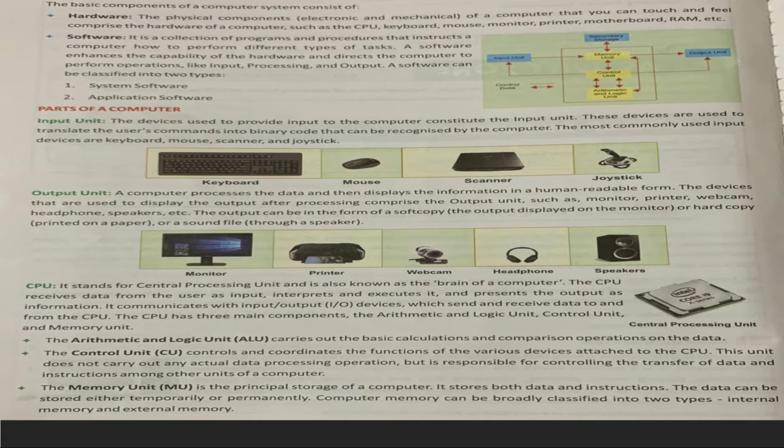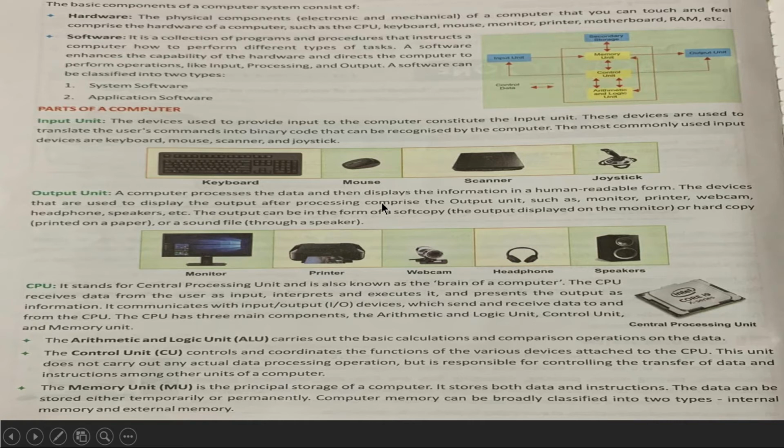So I have told you already the input unit and output unit, and this is the CPU that you have seen out here. Input unit, once again: the devices used to provide input to the computer constitute the input unit. These devices translate the user's commands into binary code that can be recognized by the computer. Binary code means it is a combination of 0 and 1. The most commonly used input devices are keyboard, mouse, scanner, and joystick for gaming.